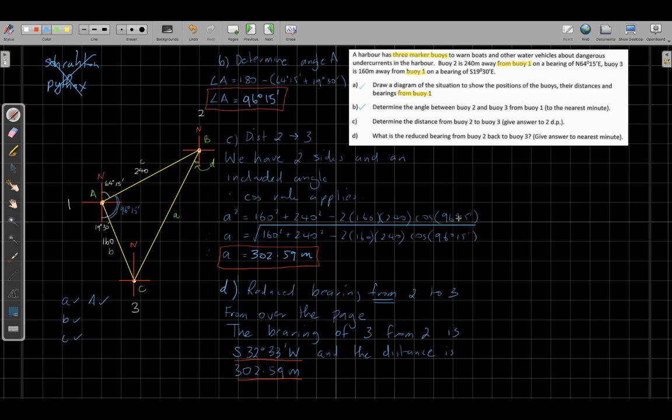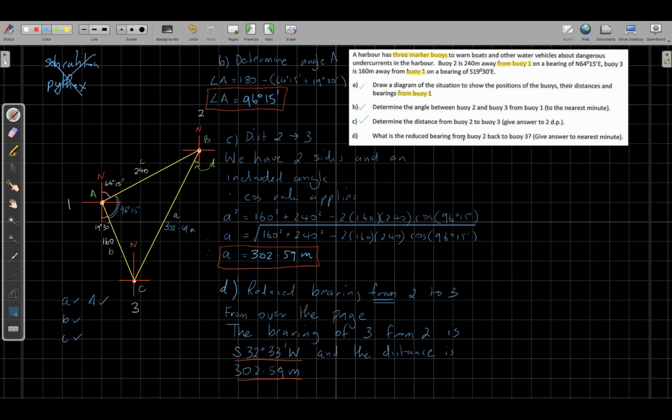So subbing all of that in, you can take the square root of all of that because you're looking for a. So to get a from a squared, you take the square root, and we end up with 302.59 metres. Okay, and that's to 2 decimal places, tick. All right. Okay, so the last bit, this is where it can be a little bit involved.